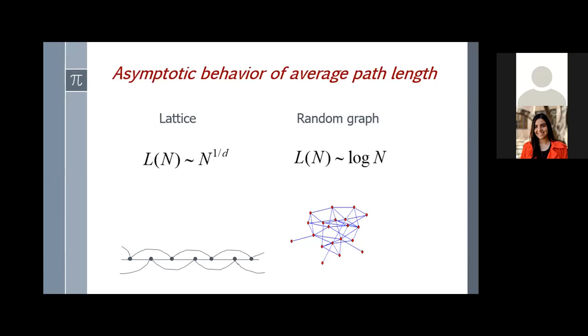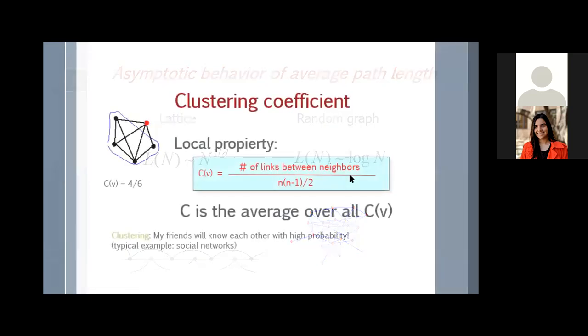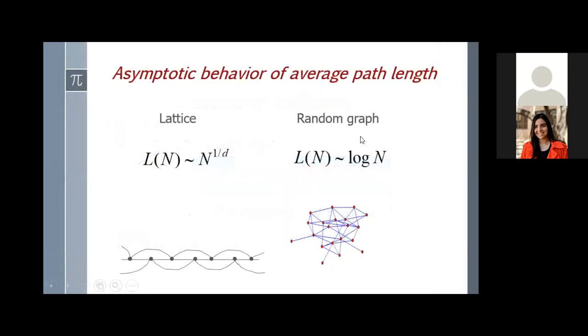In a lattice, the length of the path depends upon the number of nodes and the dimension of space. So it's the d-th root of n. In a random graph, the average distance grows as the logarithm of n. In principle, it means that the logarithm of n grows slowly. You see, the logarithm is weaker than any power. So it grows slowly.